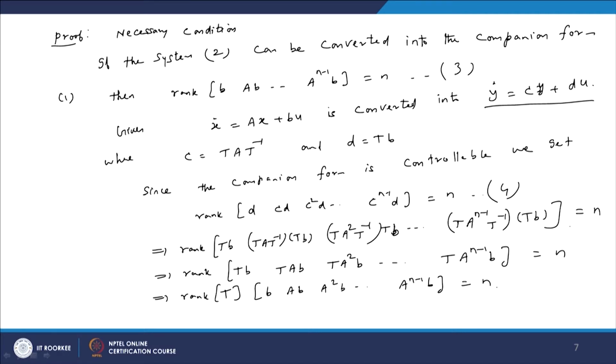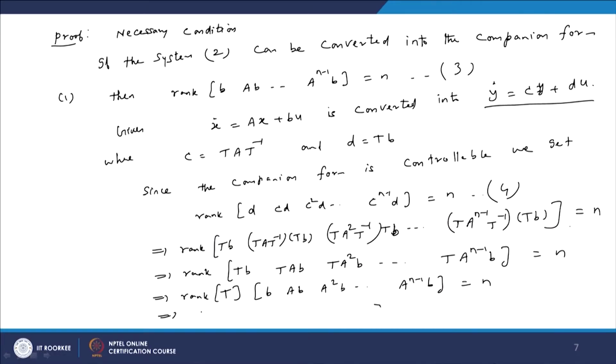Now, the rank of this is a product of two matrices, T is one matrix and the remaining is the other matrix, both n cross n matrices. Already we know that the rank of T is equal to n. So, if the rank of the other matrix is less than n, then the rank of the product of these two matrices will become less than n. So, it implies that the rank of B, AB, etc., A power n minus 1 B is equal to n, since the rank of T is equal to n.